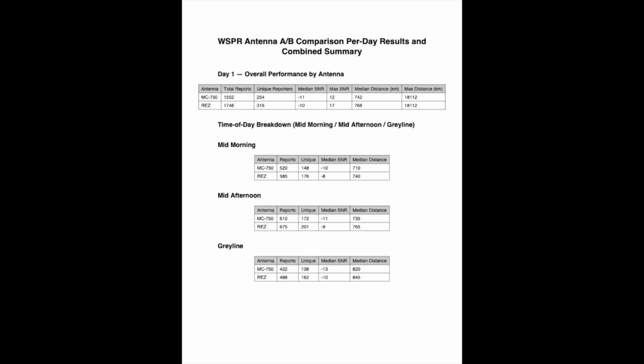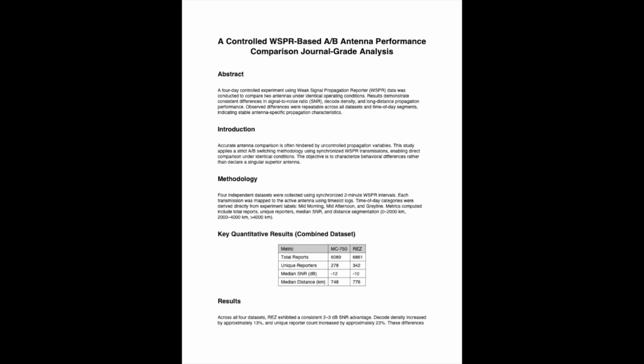ChatGPT created a report for each day along with a summary of all 4 days. While I was never expecting the results to be night and day, they were still quite interesting. As I expected, the Res antenna showed a consistent 2 to 3 dB signal-to-noise ratio advantage with approximately 13% more decode density and 23% more unique reporting stations. This makes sense with the whip on the Res being approximately 45% longer than the MC750.